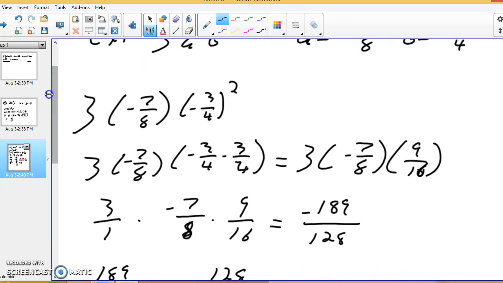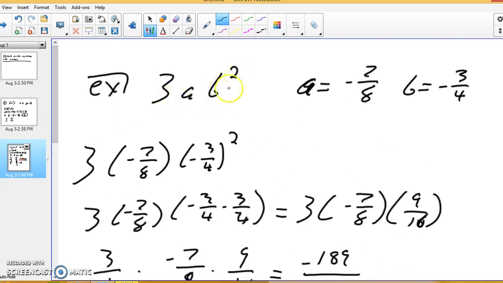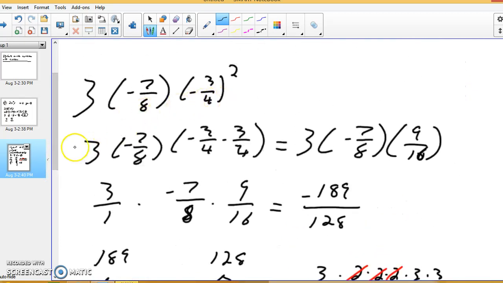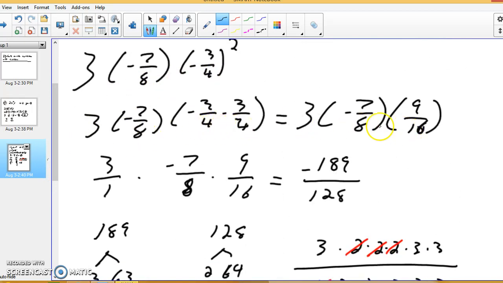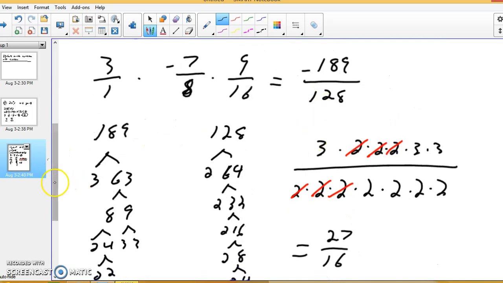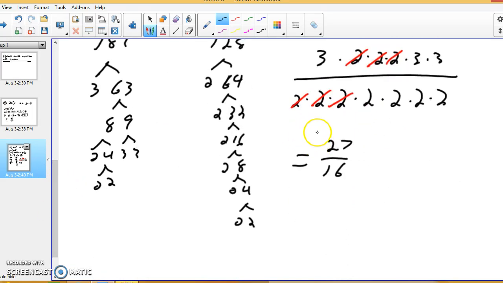So, given 3ab squared, where a is equal to negative 7 over 8, and b is equal to negative 3 divided by 4, you plug them in, do your exponents first, multiply straight across, simplify your fraction, and your answer is 27 over 16.